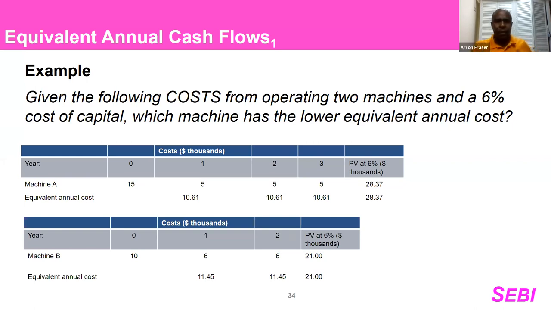So just to recap, in this example, we're given the cash flows and the discount rate, and you work out the present value of those cash flows. Having done that, we find for the same discount rate the annuity factor for whatever period it is, and we take the present value and divide it by the annuity factor to get the equivalent annual cost. Then based on that, you make the comparisons. So in this case, it is cheaper to have machine A for 3 years than to have machine B for 2 years. Any questions?